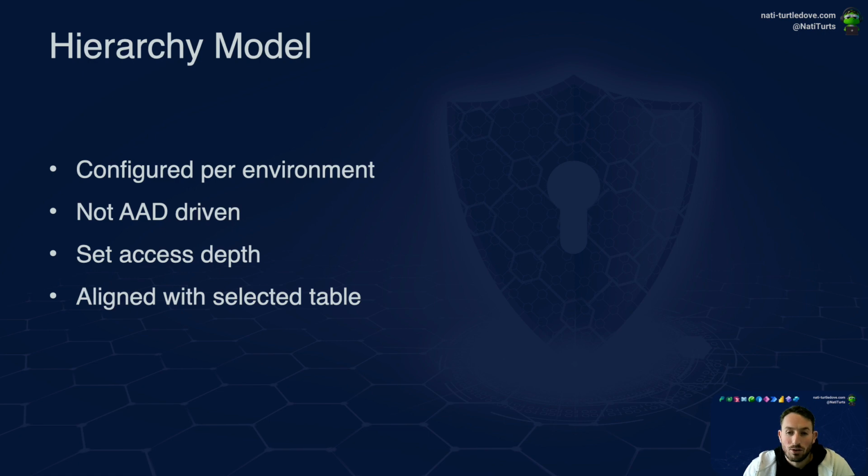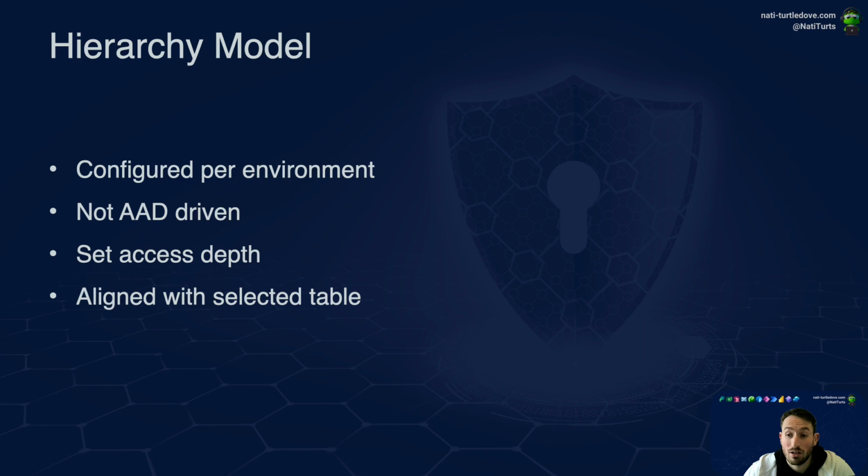The next piece we're going to talk to, and look, I'm back again because it's an important topic, is the hierarchy model. So within Power Platform, again, we've got various security concepts. The hierarchy model is configured in the admin center. So if we go to the admin center, select an environment, go to settings, users and permissions, we'll see we've got a section there called hierarchy model. It's configured per environment. It's not Entra ID or AAD driven, which I'll explain now.